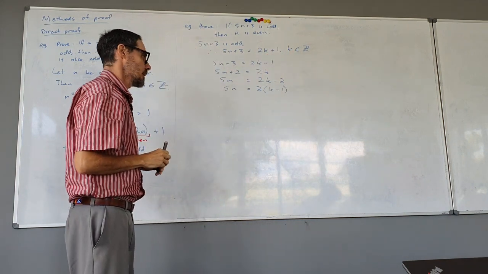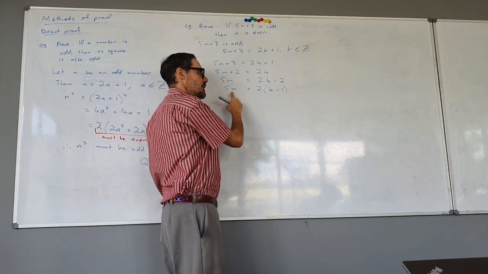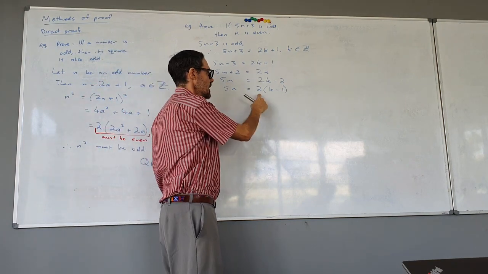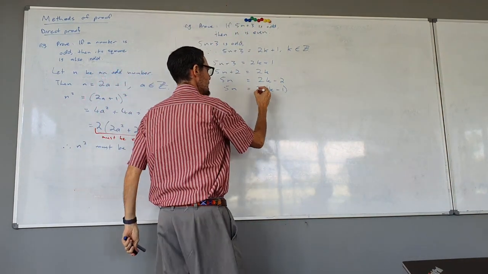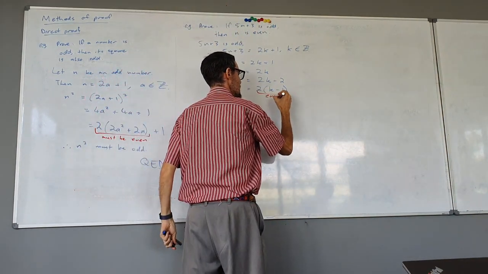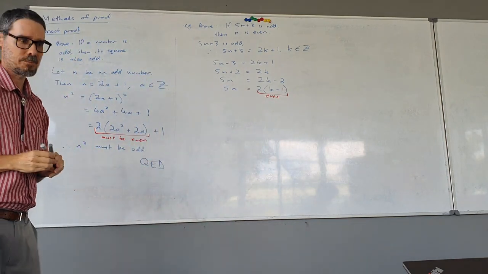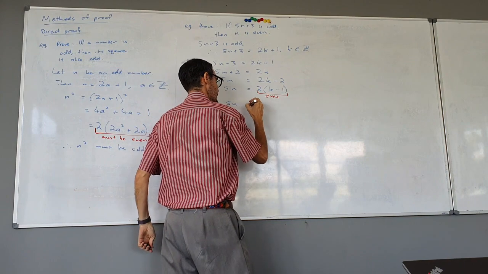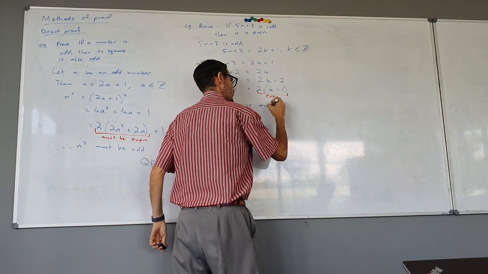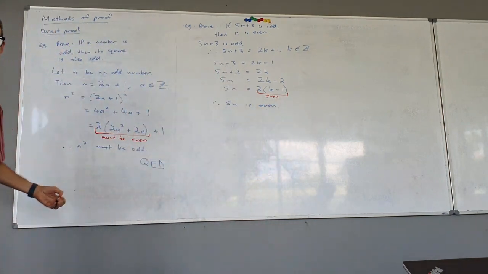Rearrange. 5 times n is even. This is even because it's 2 times something. But does that show that n is even? Yes, therefore 5n is even, because it's on the left-hand side and they're equal.